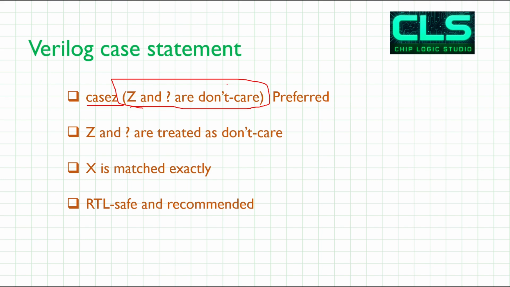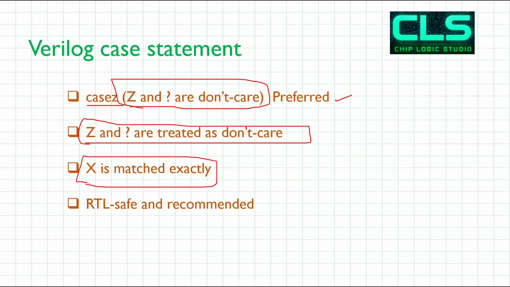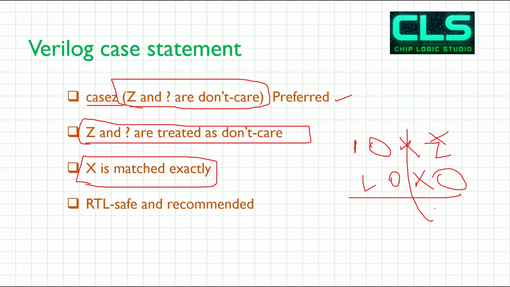evaluate x or z or don't care, like this kind of thing. So it is preferred because you will only focus on your 0, 1 and x, which we should be more focused on. It is treated as don't care, meaning whatever it is, we don't care. X is matched exactly. I will also tell you one example. If it is like 1 0 x and z, and here is 1 0 x and 0, it will not care about this z, it will just match it. It is matched, it is matched, it is matched, it will not care about it.